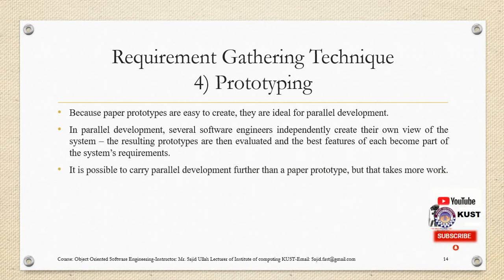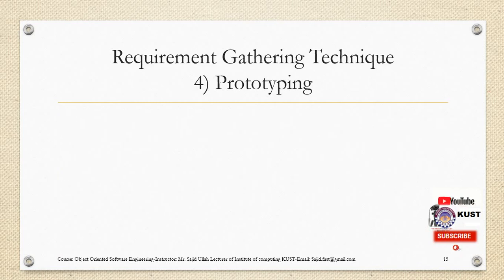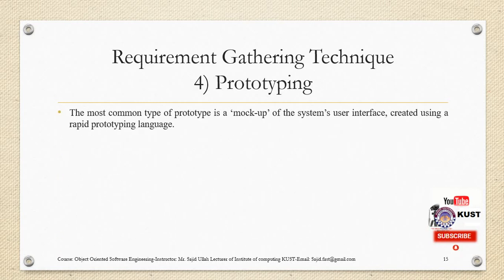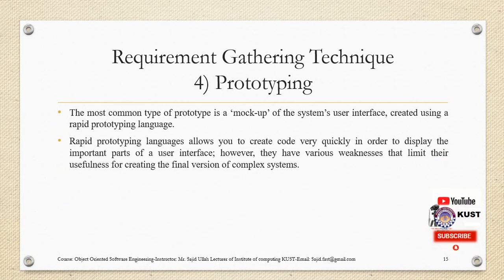Because paper prototypes are easy to create, they are ideal for parallel development. In parallel development, several software engineers independently create their own view of the system. The resulting prototypes are then evaluated and the best features of each become part of the system requirements. It's possible to carry out parallel development further than a paper prototype, but that takes more work.